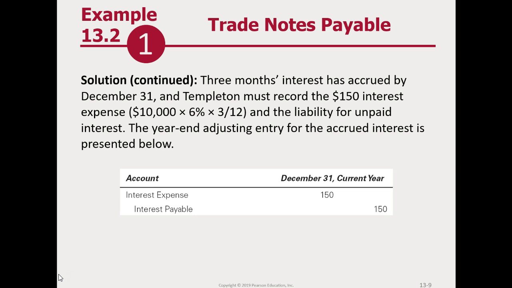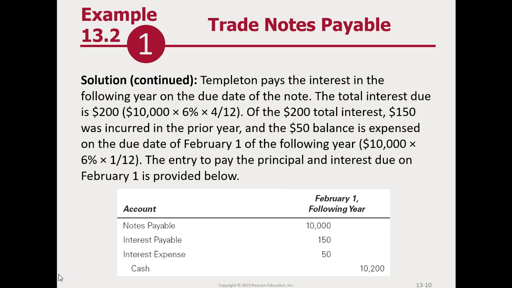Now remember that when we do interest, it's principal times rate times time, and time is a fraction of the year. In this case, 3 months out of the 12 months. When it comes time to pay off the note payable, we're going to show the note payable going away for the full 10,000. We're going to show that interest payable going away for 150, and we're going to show the new interest expense that's been incurred from the beginning of the year till now.